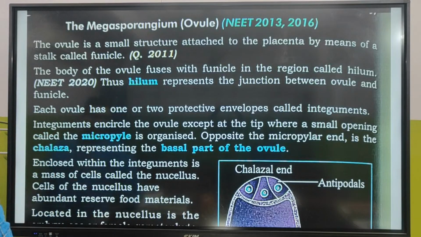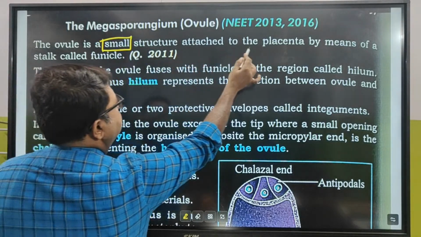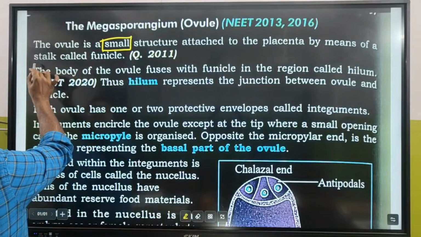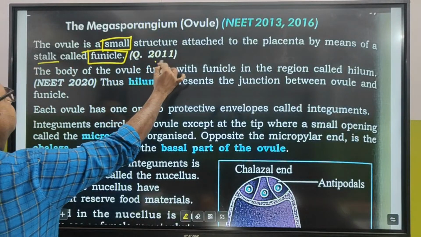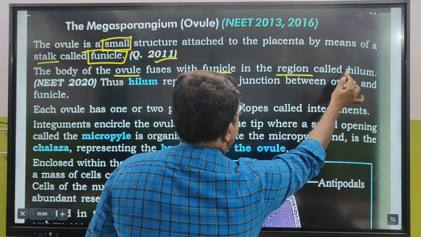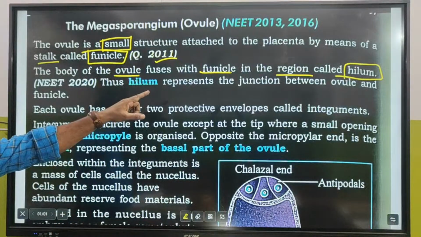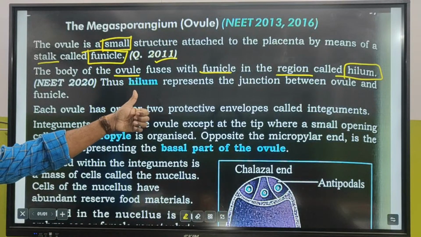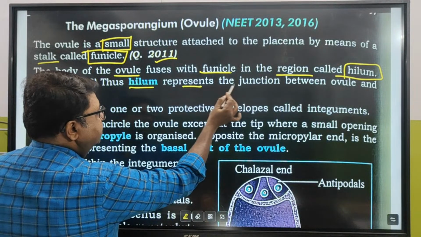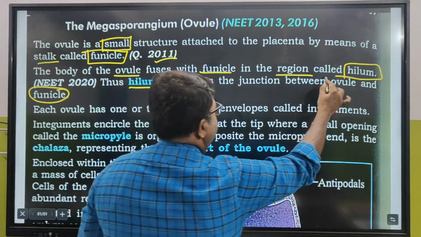The ovule is a small structure attached to the placenta by means of a stalk called funicle. 2011 question: the body of the ovule fuses with the funicle in the region called hilum. So the funicle joins with the body, the outer integument. Thus, hilum represents the junction between ovule and funicle.